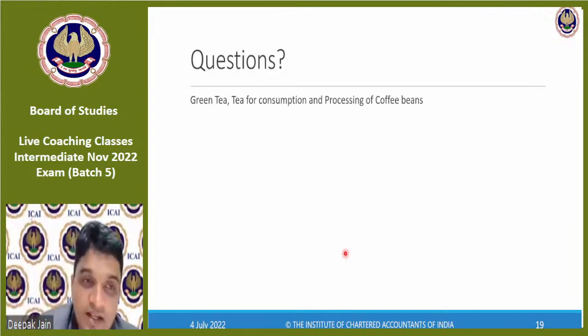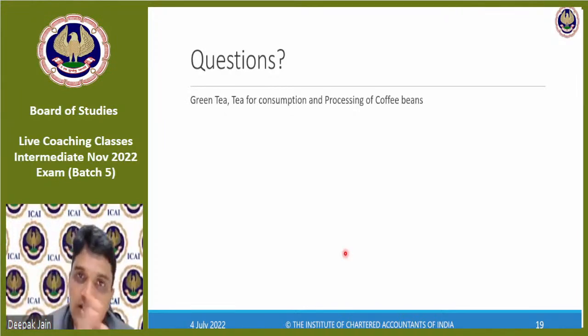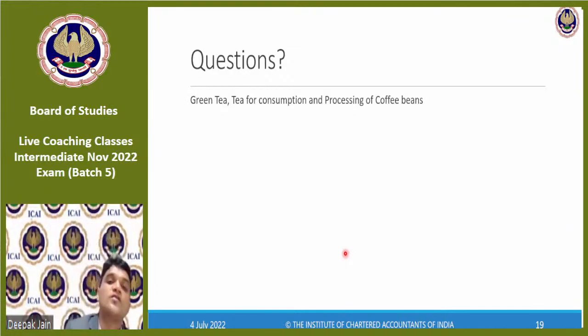That is agriculture produce. That activity of converting leaves to tea is not an exempted activity, it's a taxable activity. Then processing of coffee beans. The coffee beans are an agriculture produce.